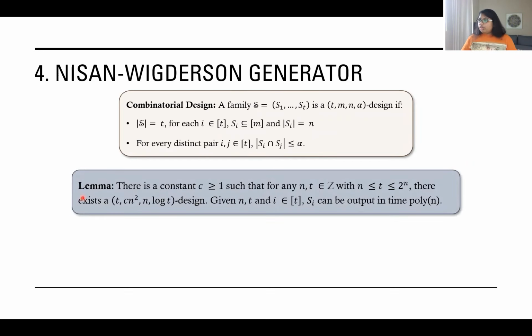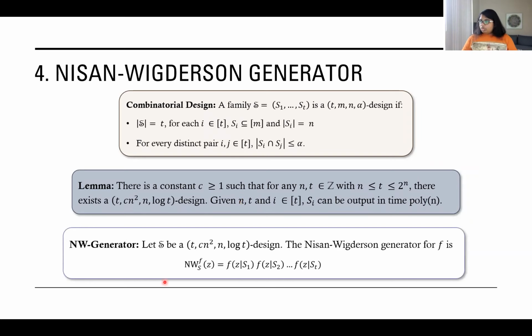And we know that there is an efficient way to construct these designs. Given some constants and parameters, in polynomial time, I can construct what these subsets should be, which indices I need to pick out for each set. Now the generator says that I have some function f that takes n bits as input and gives 1 bit of output. Given some design, I compute it on the set S1 of indices, then on S2, up to ST, and string them all together to get a t-bit string. That's my generator in this case.